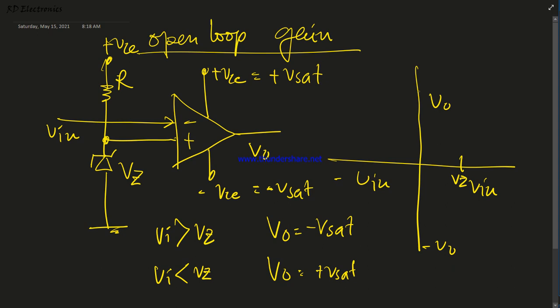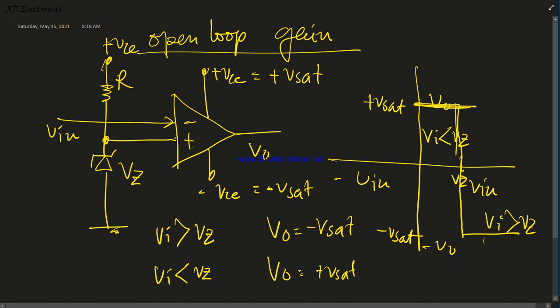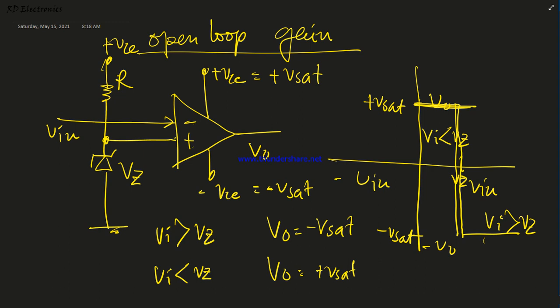Before Vz, the inverting voltage is lower than non-inverting, so the output is plus Vz, and after crossing Vz, the inverting is greater, so the output is minus Vz. So these are the two saturation voltages. In this region V input is less than Vz, and in this region V input is greater than Vz, and this is just the transition region from the higher state, that means plus Vz to minus Vz. Okay, so this is a basic application of the comparator circuit.